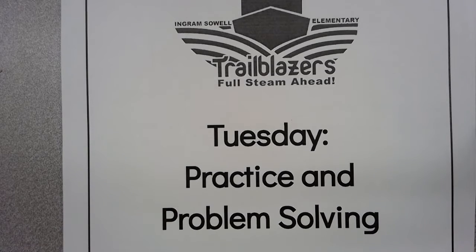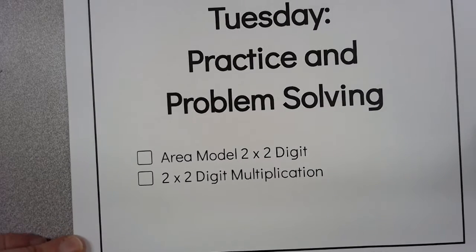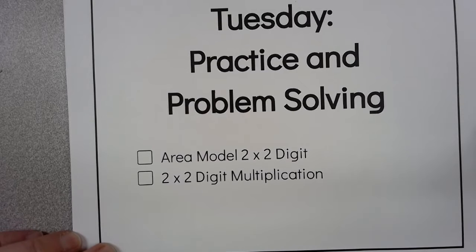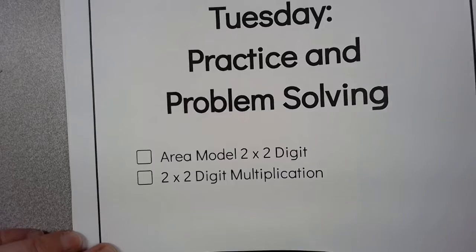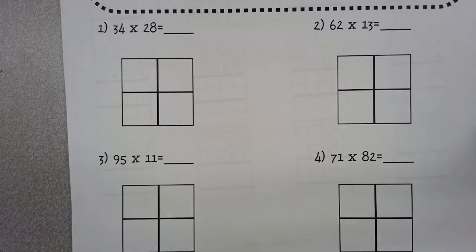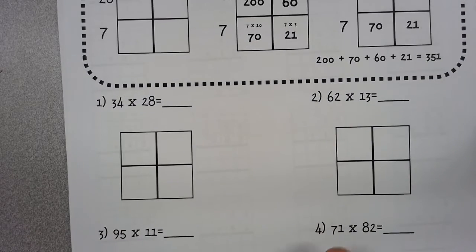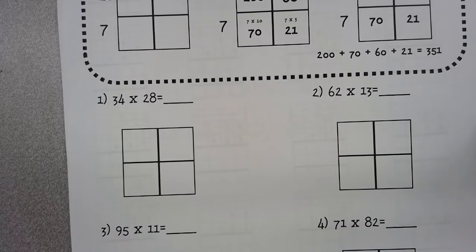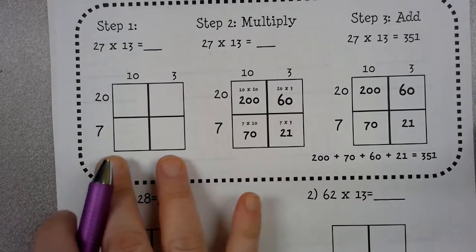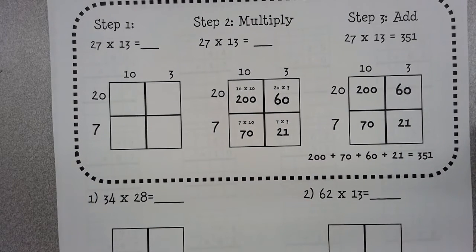Okay, Tuesday's video is for area model, 2-digit by 2-digit numbers, and then 2 by 2-digit number multiplication. Now, with the area model worksheets, you should be able to do it. Okay, we've done it multiple times. You even have an example to walk you through it.